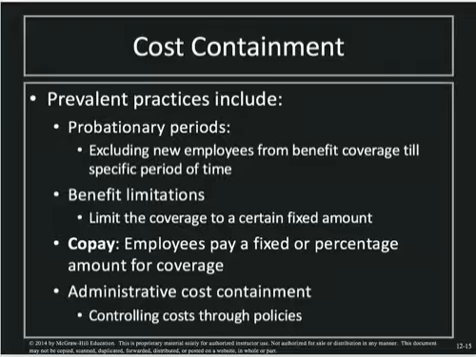Co-pays require that employees pay a fixed or percentage amount of coverage. Administrative cost containment is controlling costs through policies such as seeking competitive bids for program delivery. Probably the biggest cost containment strategy is the movement to outsourcing. By hiring vendors to administer their benefits program, many companies claim greater centralization, consistency, and control of costs and benefits.